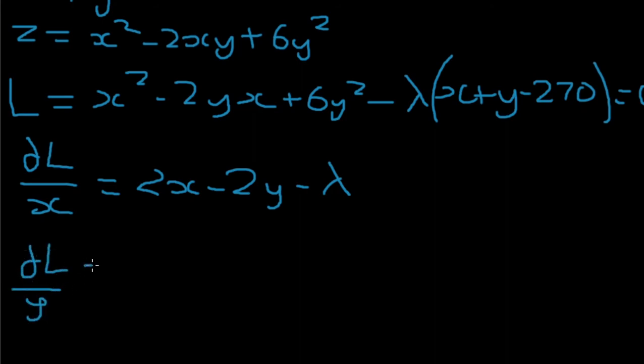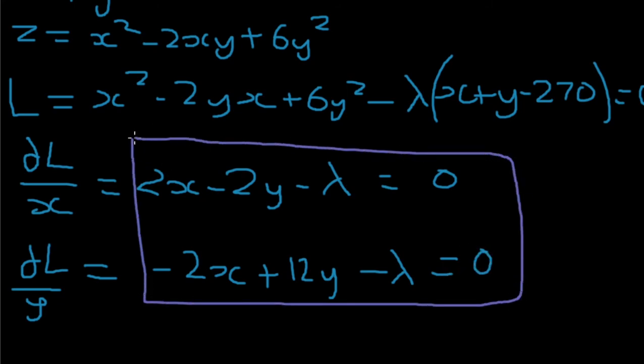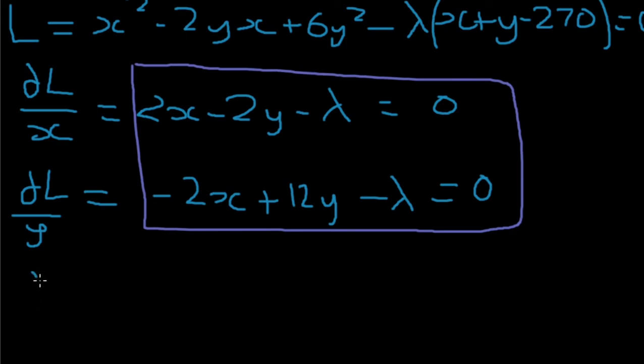And so for y, it's just going to be negative 2x plus 12y, treating the other variable as a constant, as always, and minus lambda. I'm going to make them both equal to 0. And there we go. We have our partial derivatives in regards to x and our partial derivatives in regards to y. Alright, so now we just need to do our partial derivative in regard to lambda.